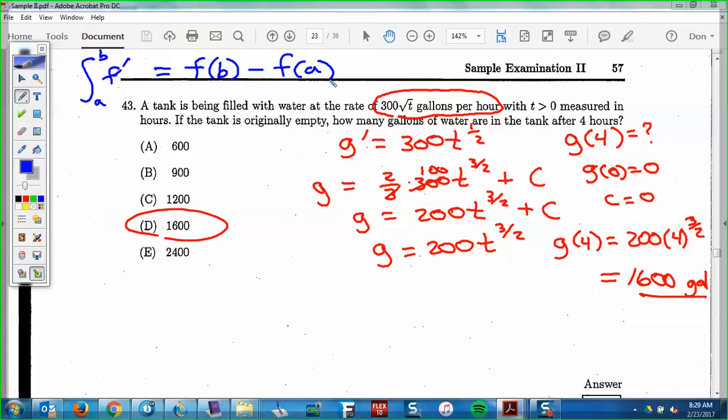Gallons when? Well, no, just B. Gallons when? Not in this problem. Just in general. Gallons when? At the end, minus gallons at the beginning. Right? So this is gallons at the end minus gallons at the beginning.